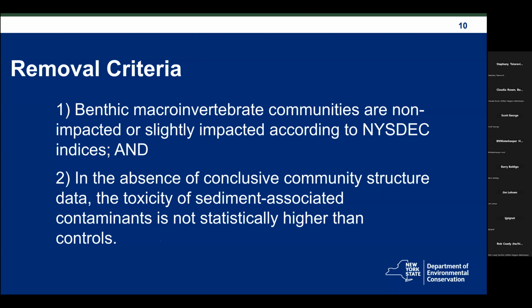So in 2021, the Buffalo River RAC formed a subcommittee to review the existing criteria and examine whether data indicated the criteria was met. The criteria reads that benthic macroinvertebrate communities are non-impacted or slightly impacted according to New York State DEC indices, and in the absence of conclusive community structure data, the toxicity of sediment-associated contaminants is not statistically higher than controls.